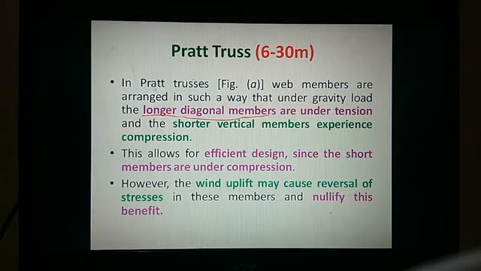Since the short members are under compression, that is the reason why the Pratt truss can be useful for spans of 30 meters. However, the wind uplift within the roof trusses may cause a reversal of stresses in these members and nullify this benefit. So that is going to be a problem in the Pratt truss, which can be overcome in other types of trusses.